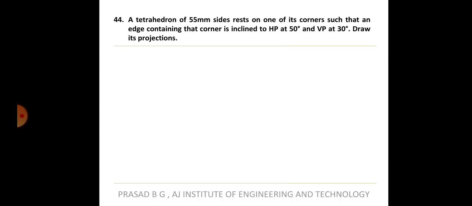It is inclined at 50 degrees to HP and 30 degrees to VP. What is inclined at 50 degrees to HP? The edge containing that corner. Okay, so that is important. The edge containing the corner is inclined at 50 degrees to HP, and the same edge containing the corner is inclined at 30 degrees to VP, not the axis. Okay, so it is resting on the corner condition now. So first we have to draw a triangle of 55 mm sides. Okay, so we will begin with the solution.